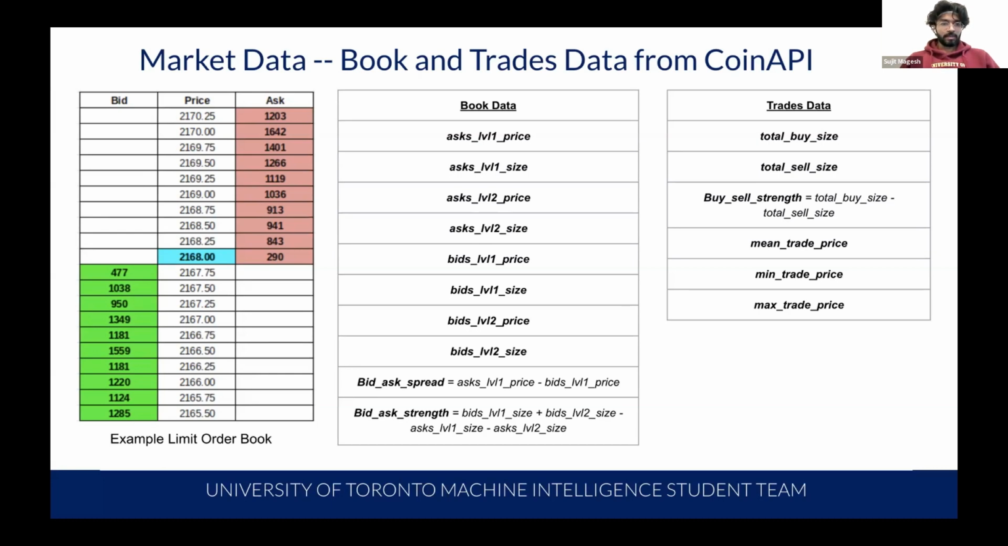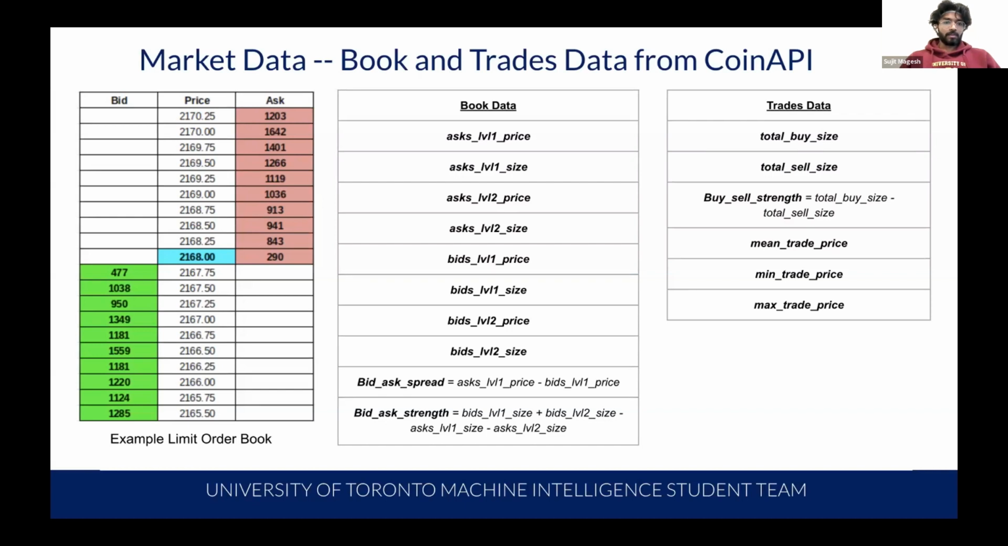you can see 477 units are available, or people have 477 units available to buy at 2,167.75. And on the flip side, there's 290 units of sell orders at 2,168. And where the level 1 prices meet in the middle is the current average selling price. And this data is available on a second-by-second interval. And that's the raw data that we collected.